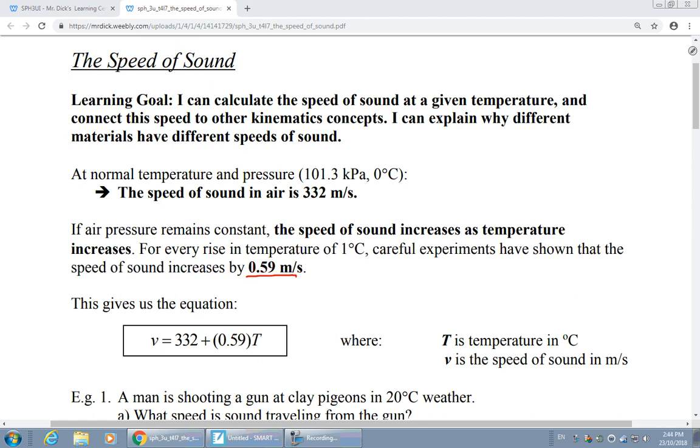And that leads us to a nice little equation, because it says that we could start with 332 meters per second, and then every time the temperature goes up by 1 degree, we'll add 0.59. Every time the temperature goes down by 1 degree, we'll add negative 0.59. Or in other words, it's like we're subtracting 0.59 every time the temperature changes by 1 degree. And so that's where this other part of the equation comes from, that we're going to add 0.59 multiplied by whatever the temperature is. And what's nice is for that value T, for temperature that we're going to sub in, it doesn't matter if it's a positive number or a negative number.